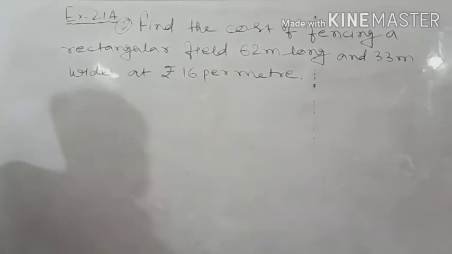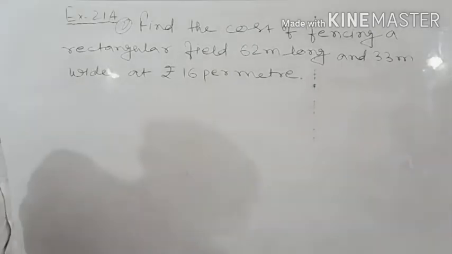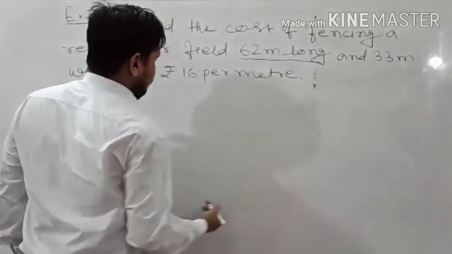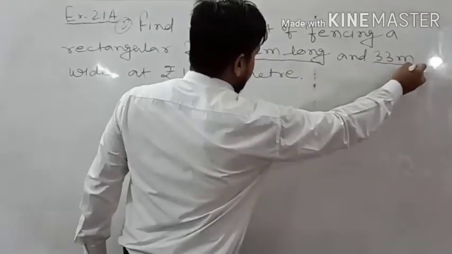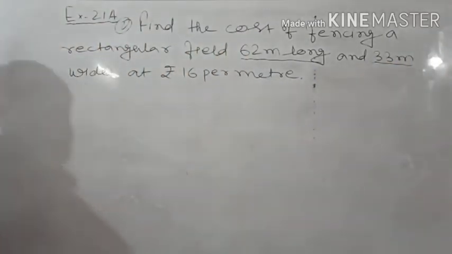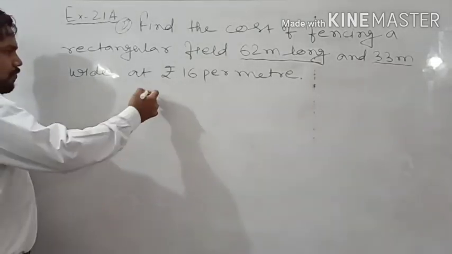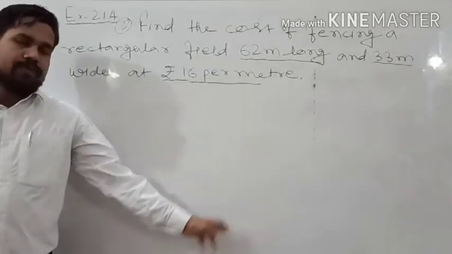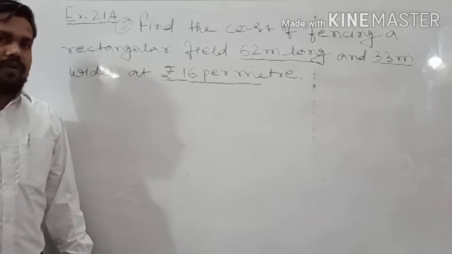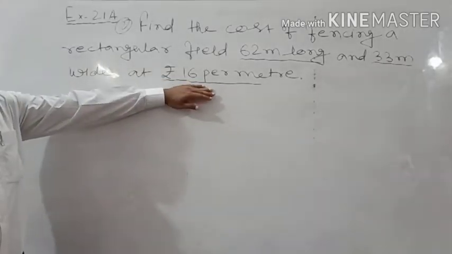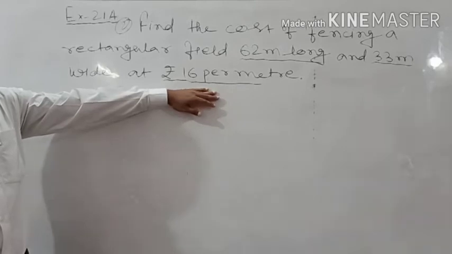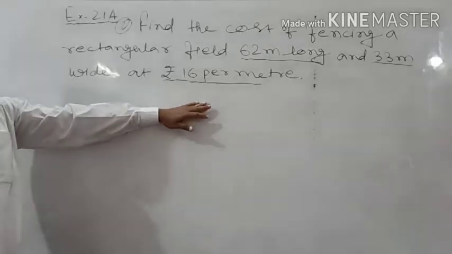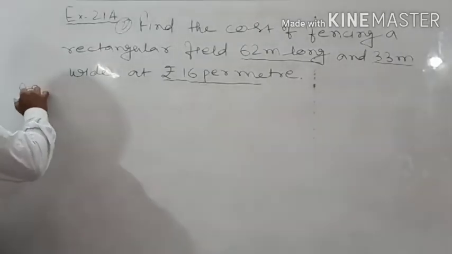Question number 2 of exercise 21. Find the cost of fencing a rectangular field which is 62 meter long and 33 meter wide. So length is given and breadth is given, and the rate of fencing is rupees 16 per meter. First you have to find the perimeter of the rectangular field, and then you can find the total cost of fencing. Whatever the perimeter is, multiplied by 16 will be the required answer, right? So let us find the perimeter first.